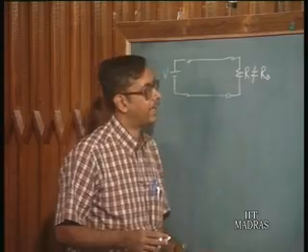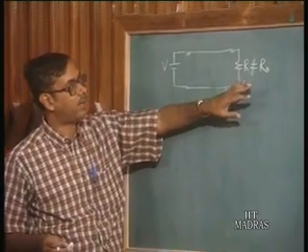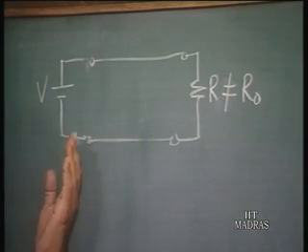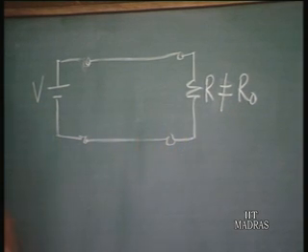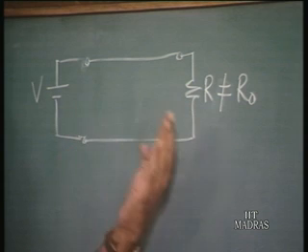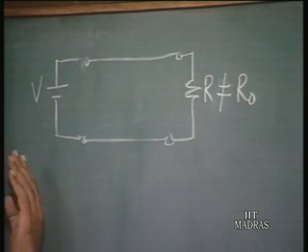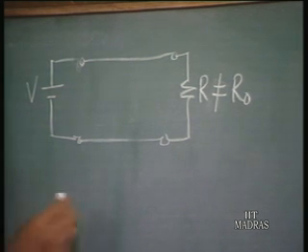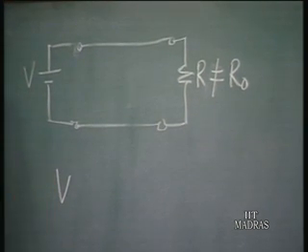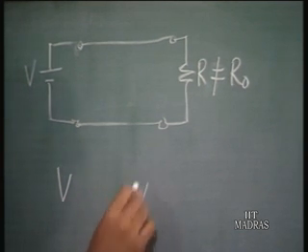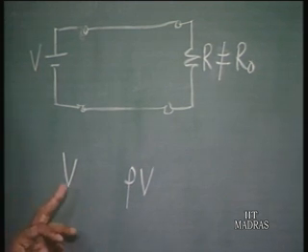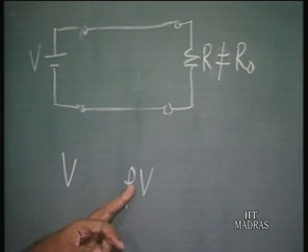This can be explained if we consider reflections from the load end. That is, there is a transmitted wave and there is a reflected wave. A part of the wave which moves to the load end gets reflected back from the load to the source end. If the transmitted voltage is V, the reflected wave is going to be rho into V, where rho is called the reflection coefficient. So the reflected voltage is rho V.